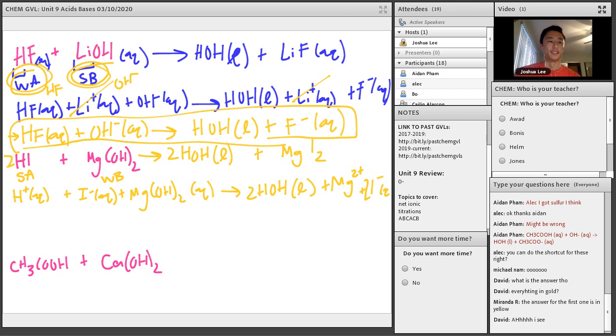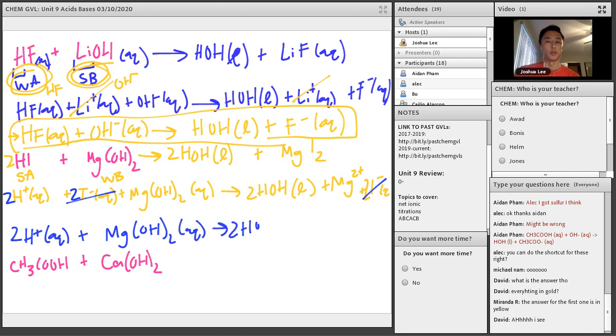would be, cancel stuff out. We have, oh, that should be 2's here. 2 iodides, and nothing else. So it'll be 2H plus MgOH2 aqueous makes 2 waters. Liquid and Mg2 plus aqueous.